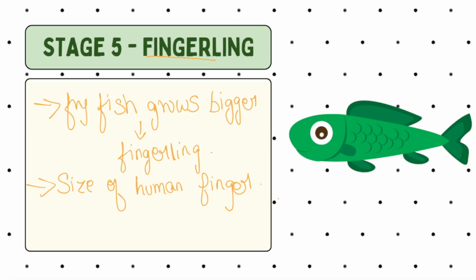Before we have seen fry, right? It swims and eats tiny food and it is a little bit big. In fingerling, this fish is very strong. It swims stronger. Okay. Fine. So the 5th stage is fingerling. Fingerling is the name which is compared with the size of a human finger. Fry fish grows bigger and forms a fingerling. This fish can swim stronger. So this is about stage 5.